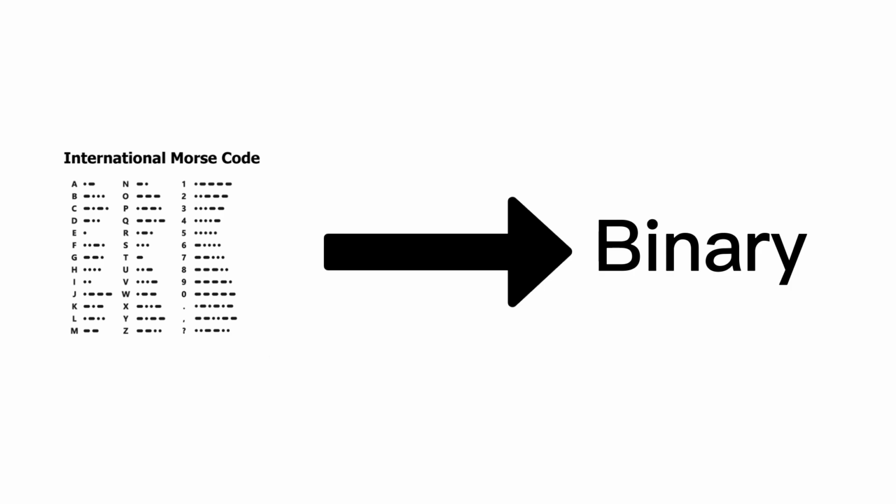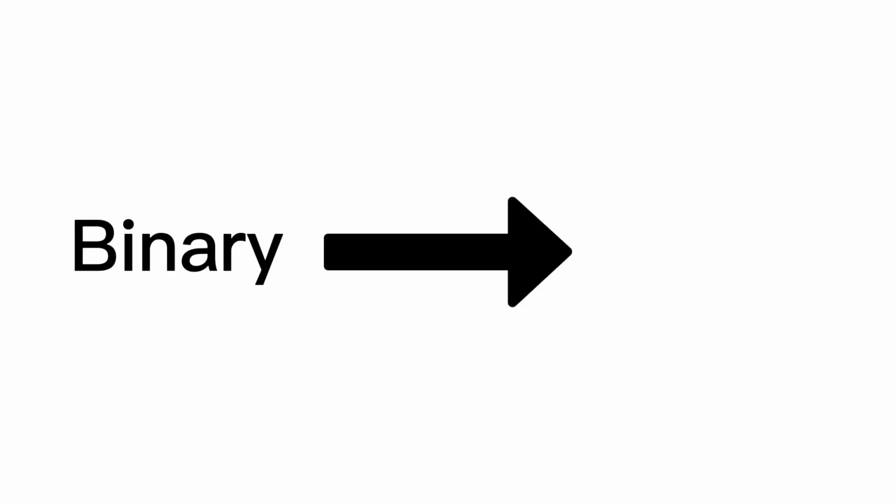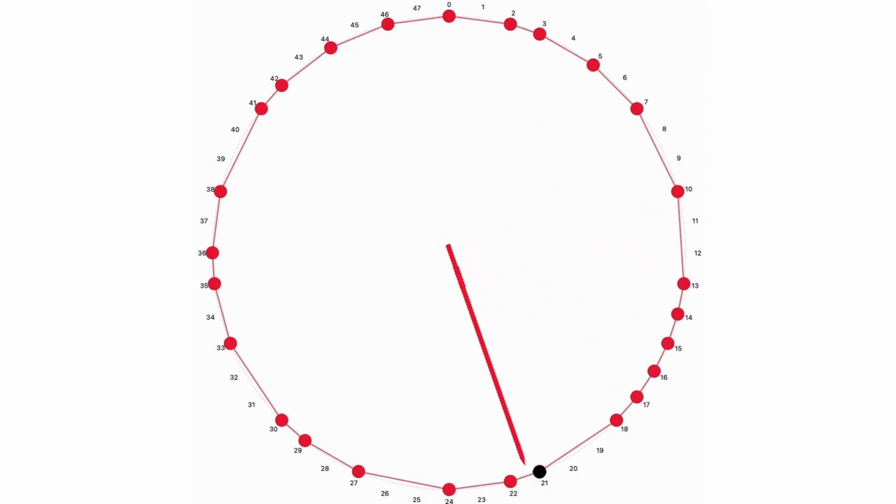I then converted the Morse code to binary, which gives us this. And finally, I converted the binary code into rhythm, and here is the result. We have a nice 47 bits long rhythm.